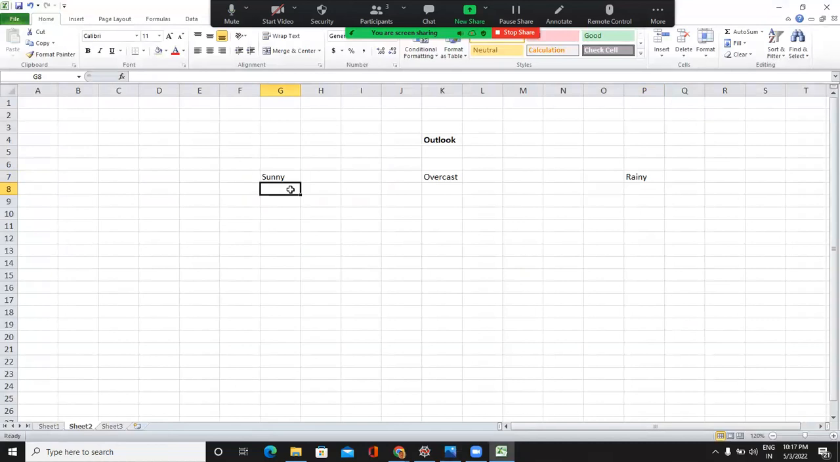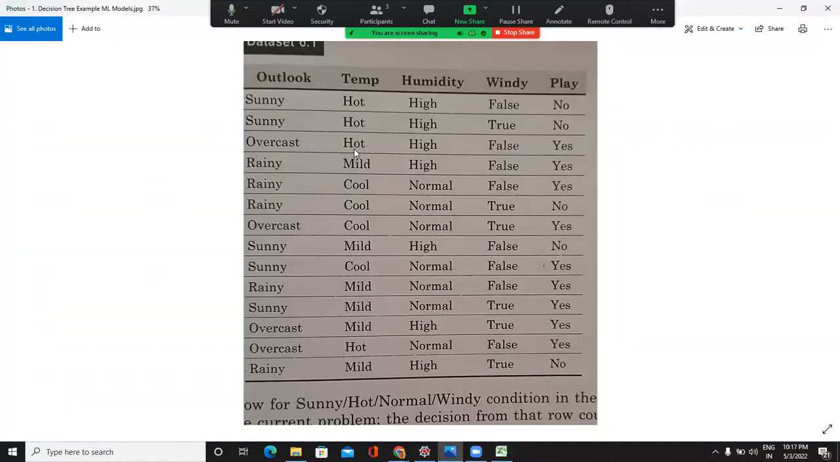So in sunny, we will again draw a table: temperature, humidity, and windy. And of course, the decision play, yes or no. So now we have to extract this data. How many times sunny is there? Sunny, sunny, sunny, sunny, sunny. So only sunnies we will see.